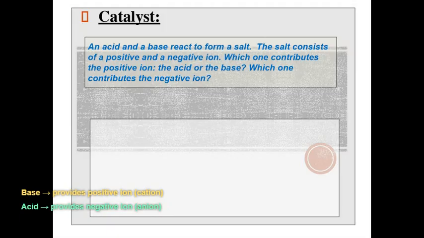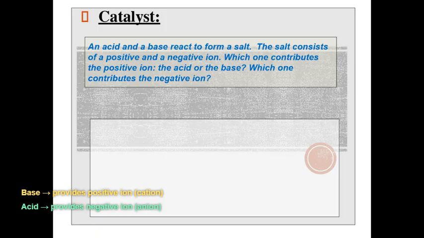Think of it this way. Bases contain metals like sodium or potassium that become positive ions, while acids like HCl or H2SO4 release their negative parts like chloride or sulfate ions. Together, these ions bond to form the salt. So the base gives you the positive charge, and the acid gives you the negative charge.